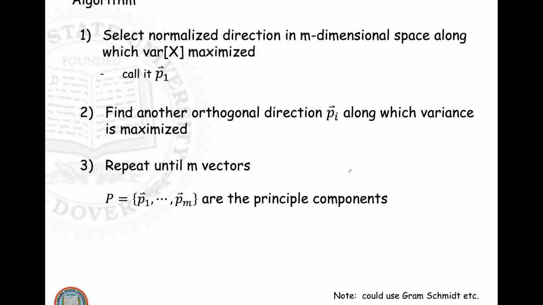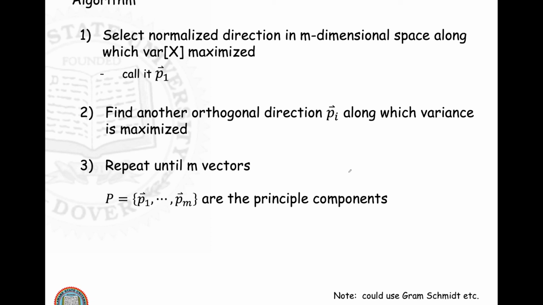in the direction of highest variance, eliminating redundancy. So you start out in this algorithm, PCA, by selecting the normalized direction in your m-dimensional space along which the variance of your observations is maximized. You're going to call this your first principal component. Then you're going to find another direction orthogonal to the first one along which the variance is maximized. And you keep doing this again and again until you have m vectors, and these are your so-called principal components.